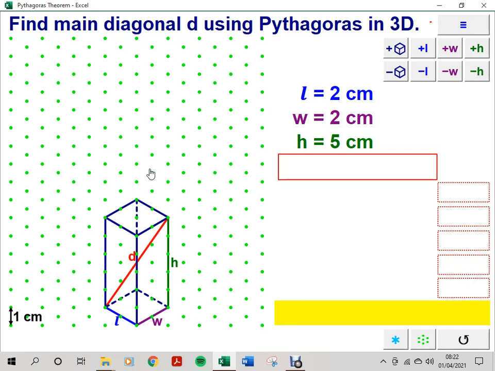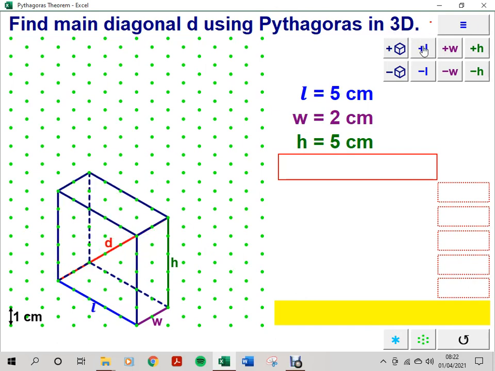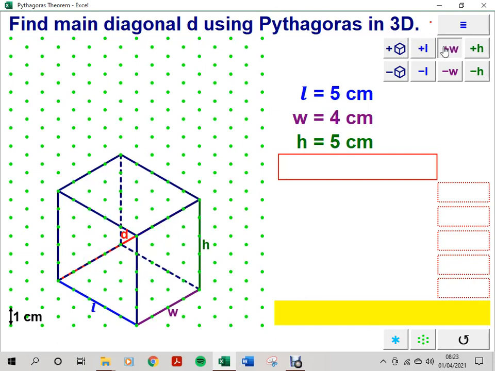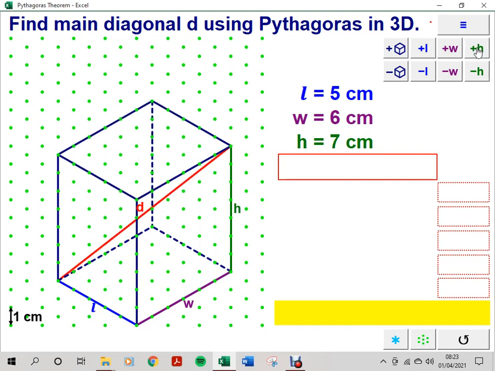We were given starting conditions, but I'm going to create a new cuboid with L equals 5, W equals 6, and H equals 7. You might get your pupils to draw the cuboid on printed dotty paper, which you can download from the Trinity Maths website. Ask your pupils, can you find the length of the cuboid's main diagonal D by algebraic methods?